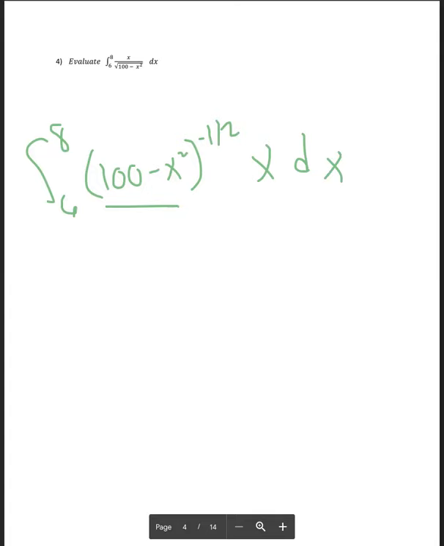The derivative of this inside term is negative 2x. So all that we're missing here is negative 2. So we have to multiply by negative 1/2 on the outside. And then you guys can use the power rule and go from there. Do you guys remember how to do that type of integration? I don't think it's that hard.